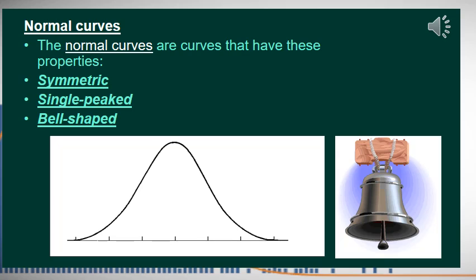Now we will focus only on what we call normal distributions, normal curves. They have three main qualities. They are symmetric, they have only one peak, they're not bimodal, and they are bell-shaped, as the curve you see on the left here.